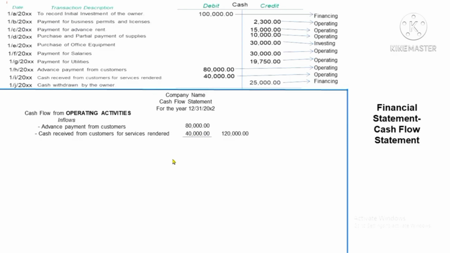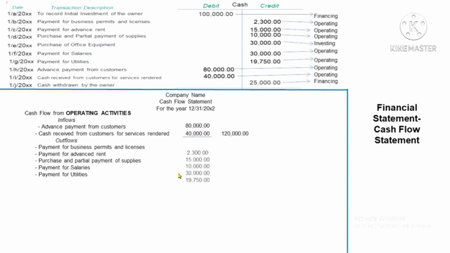And then as to outflows, we have payments for business permits, rent, supplies, salaries, and utilities. Now we need to total them and we will get 77,050. We need to deduct the 77,050 from the 120,000, then we're going to get a net inflow of 42,950 from the operating activities.